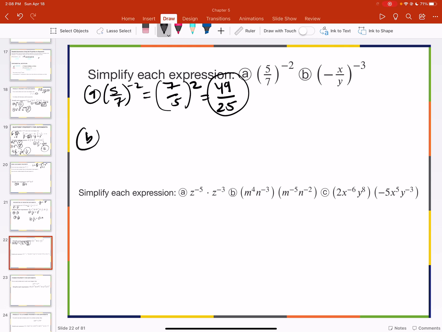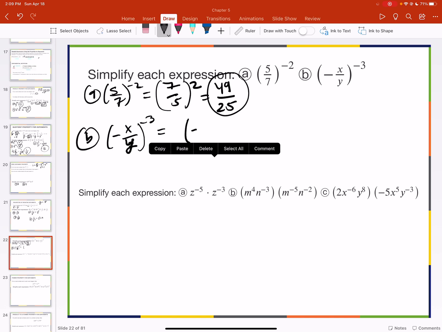Okay, so for B, you have negative x over y to the negative 3rd power. That's going to flip it. So it's still negative y over x to the 3rd power. So that's just going to be negative y cubed over x cubed.